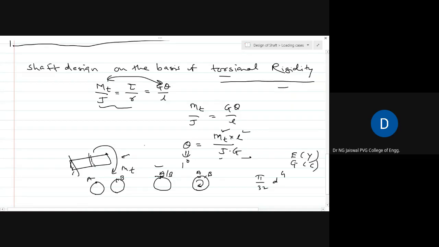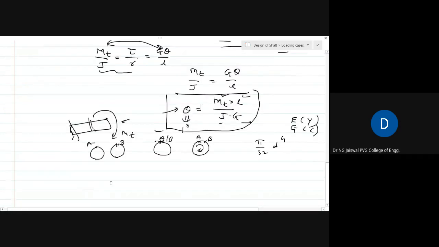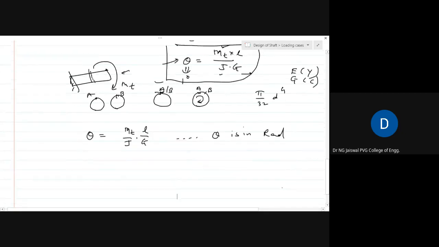That design can be found by using this single equation. The only precaution you have to take is that theta is always in radians. So you have to put theta in radians in this equation. Therefore, if it is given in degrees, then if I write theta is equal to Mt upon J, L upon G, mind well, theta is in radians in this equation.